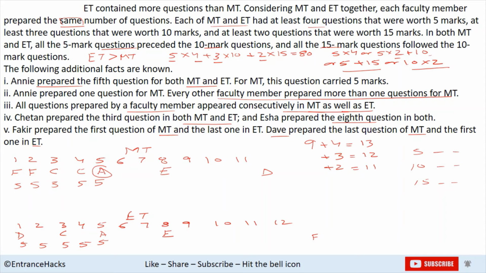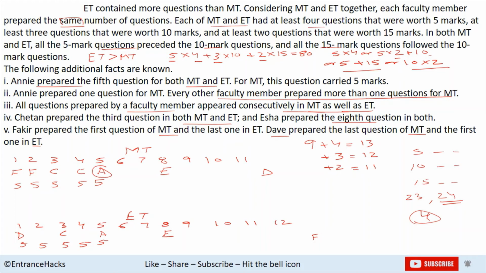So if all the faculty members have prepared the same number of questions, that means the questions could be, if the sum is 11 plus 12, that means 23, right? It could be 11 plus 13, that is 24. So 24 is an even number, so that should be the total number of questions in MT and ET. That means each faculty member has prepared 4 questions and their questions are appearing consecutively.